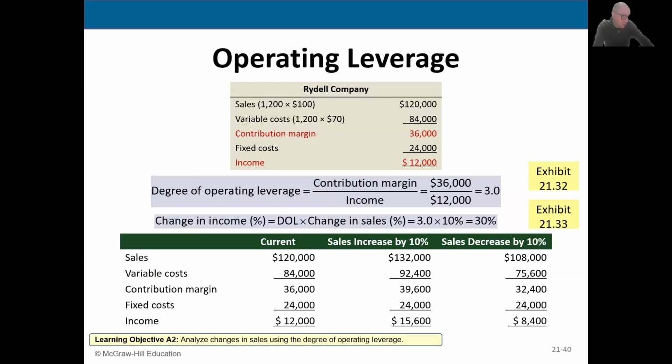You can also look at this in terms of ranges. Where we currently are, and what happens if there's an increase in sales by 10% or a decrease in sales by 10%. That shows you the changes based off the degree of operating leverage. And of course, it really is best done using Excel, in my opinion.